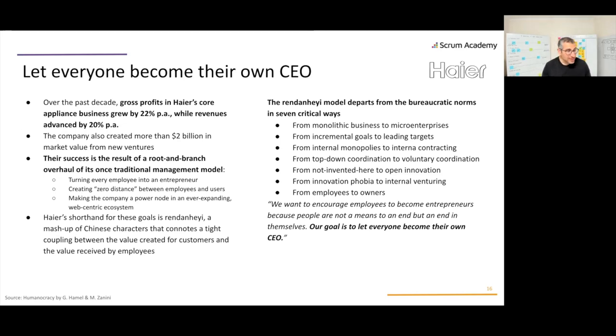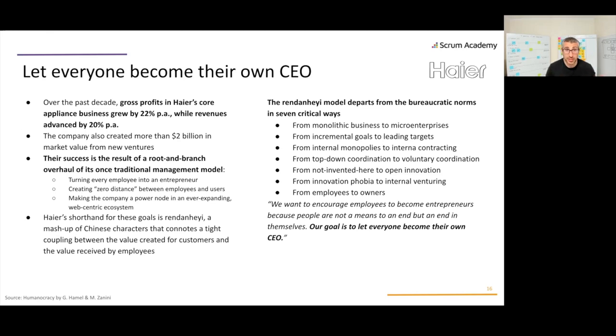So these are just a few things about Hire. Their CEO's goal is to let every employee become their own CEO. This doesn't mean that they leave Hire and create their own company, but that they are in a position to take decisions like a CEO would on behalf of the organization, because they have the competence, because they have the clarity, because they feel empowered to do that, and because their incentives are aligned with the incentives of the organization.